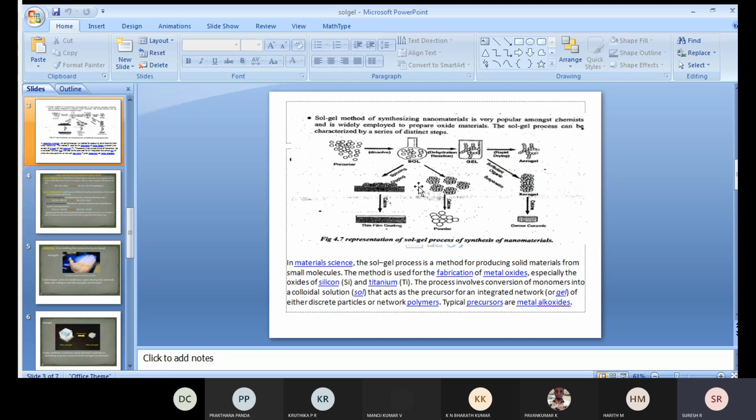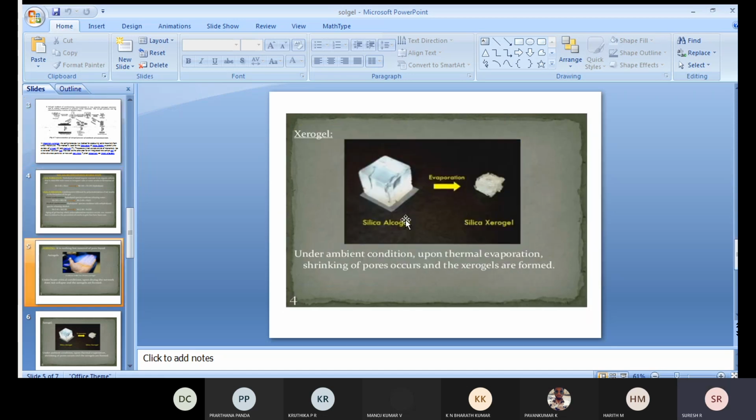After this, we're going to have 3 different things. We take the Sol itself, and if you undergo spinning as well as dipping, you are going to get the thin film coating. That is the next step.